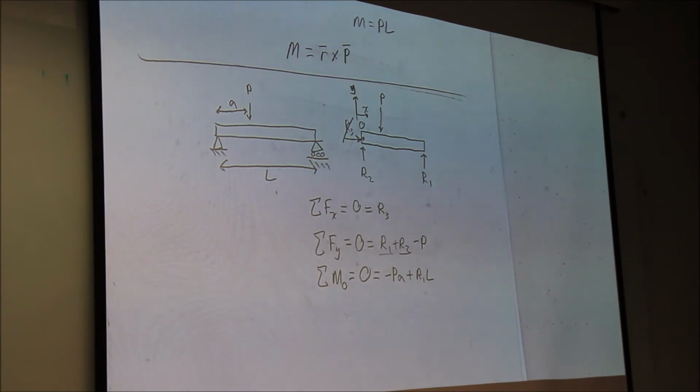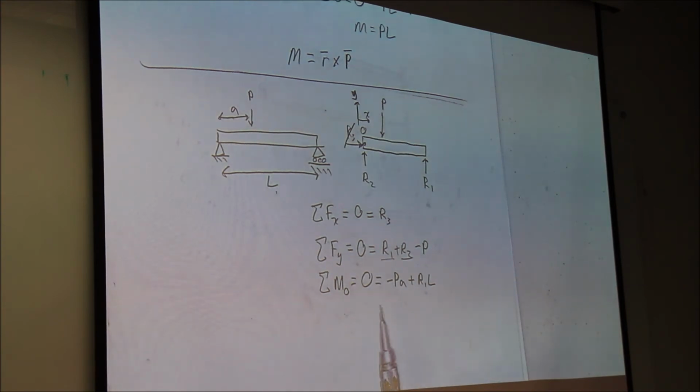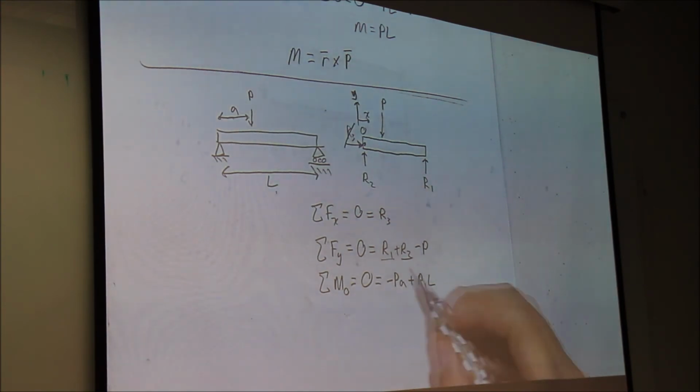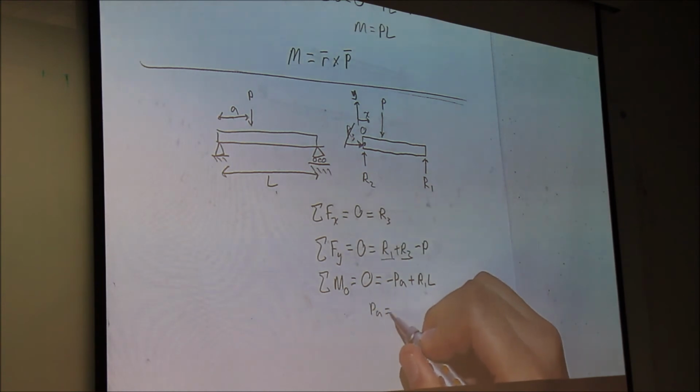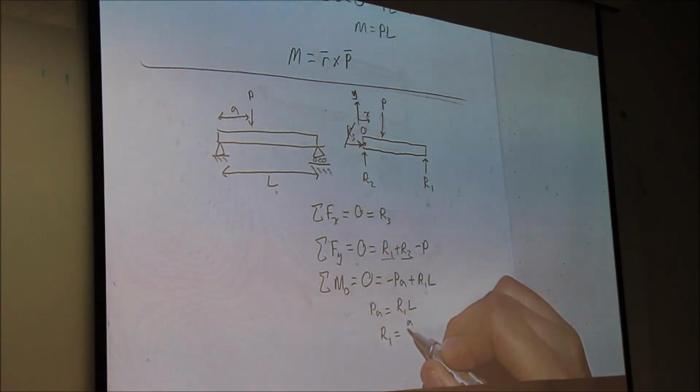So remember what we're trying to do here. We're trying to figure out what these reactionary forces are. If we look here, we have one equation, one unknown, in the moments. So that's great. Let's do some algebra. PA is equal to R1L. We know that R1 is equal to A over L times P.